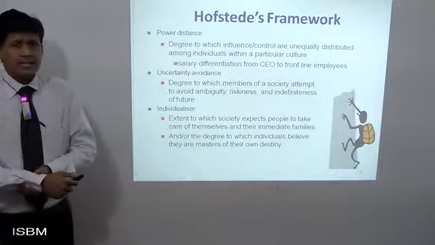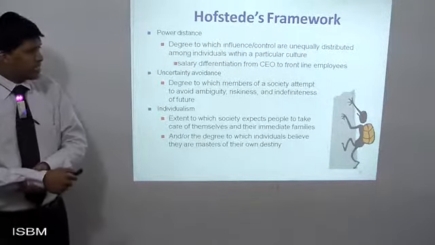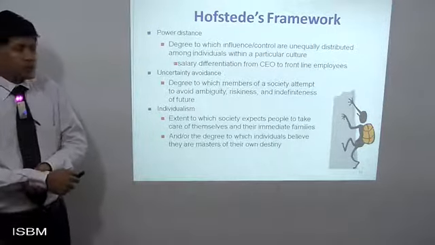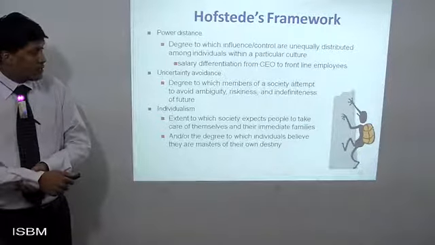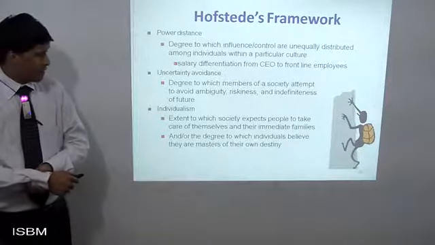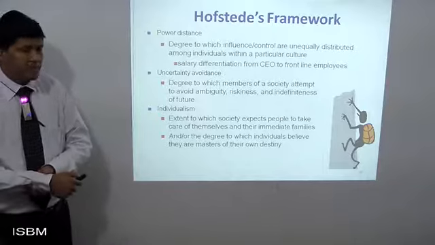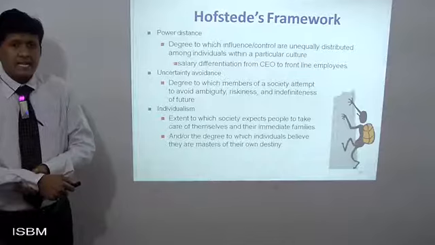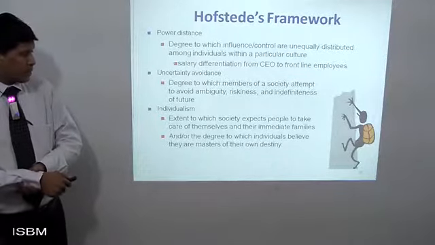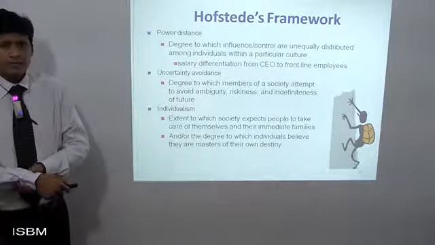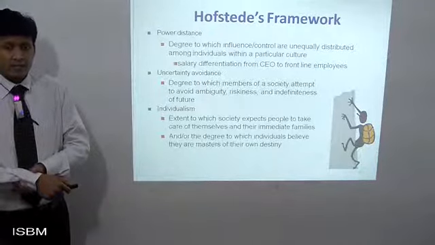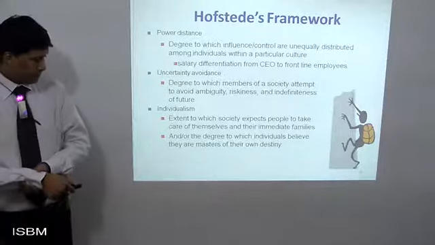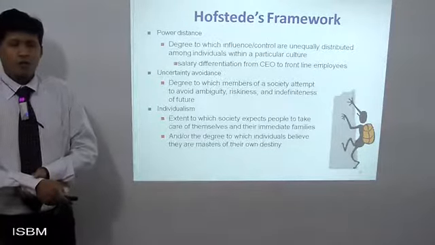Uncertainty avoidance is the degree to which members of a society attempt to avoid ambiguity, unknownness, or riskiness of the future. Then individualism is the extent to which society expects people to take care of themselves and their immediate results, and the degree to which individuals believe they are masters of their own destiny.